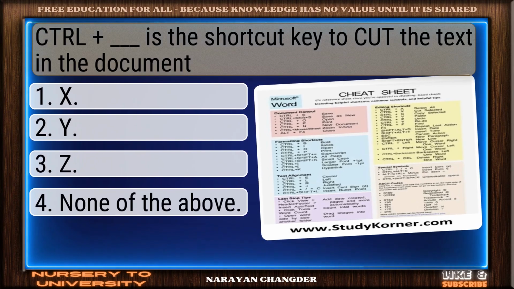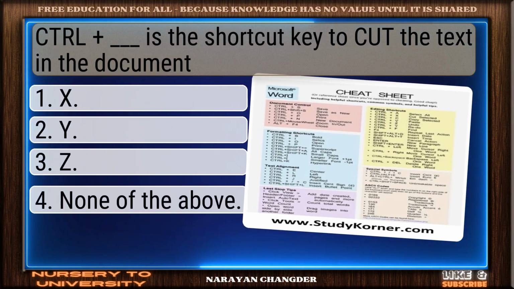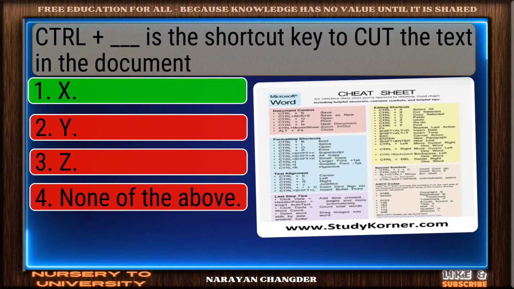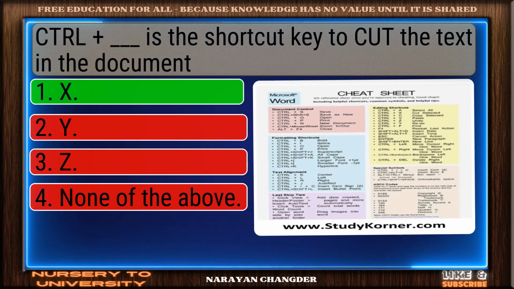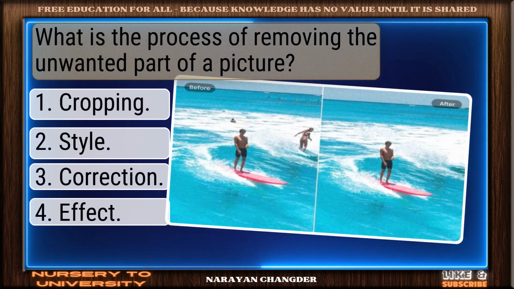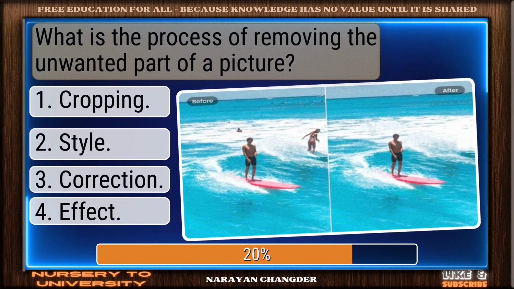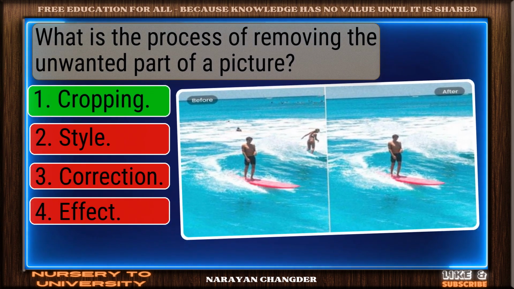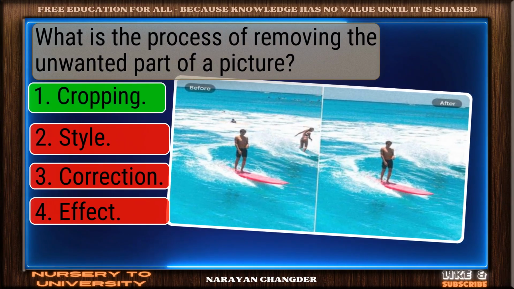Ctrl plus dash is the shortcut key to cut the text in the document. Valid point. X is true. What is the process of removing the unwanted part of a picture? Well done. Cropping is the right choice.